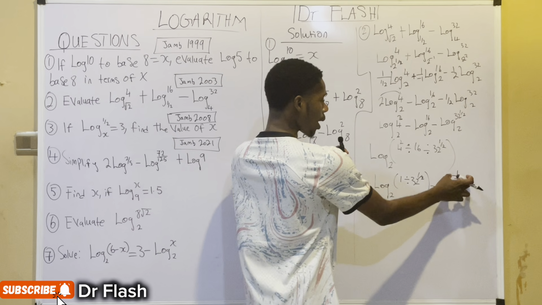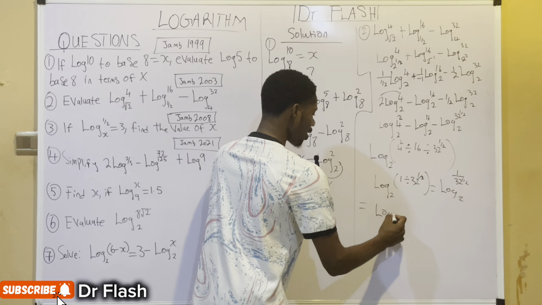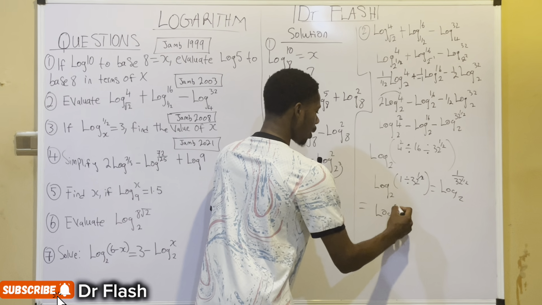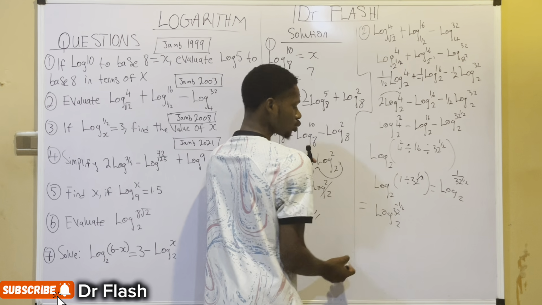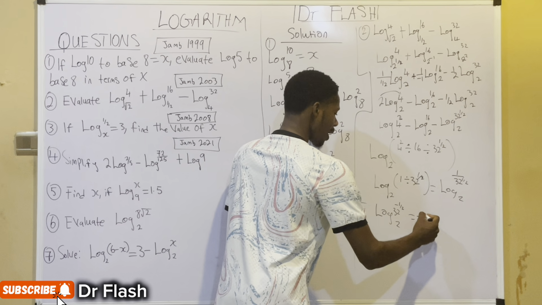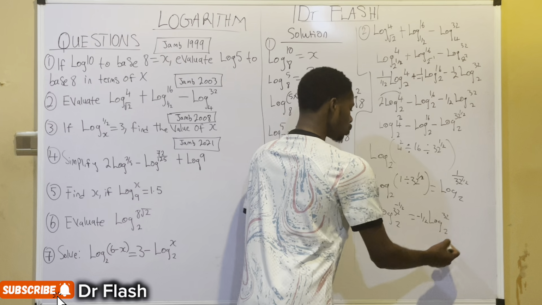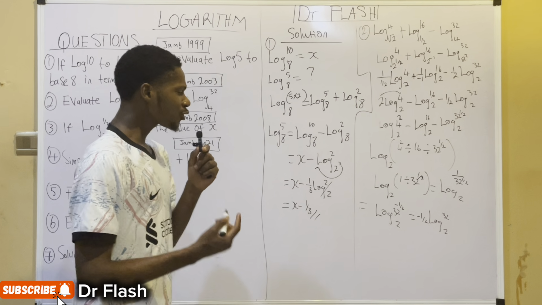Okay, for indices, what we're having here can go to the top. Since it's a fraction, we're going to have log 32 raised to the power minus half base 2. Now, there's a power here again, it can come to the back. So we're going to have minus half log 32 base 2.